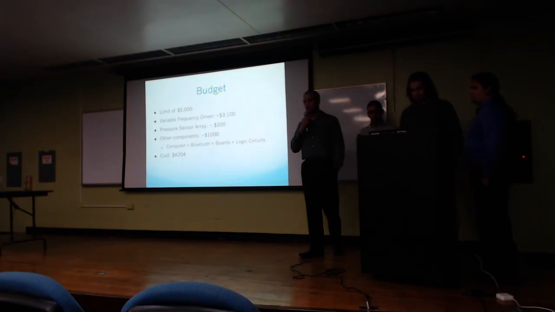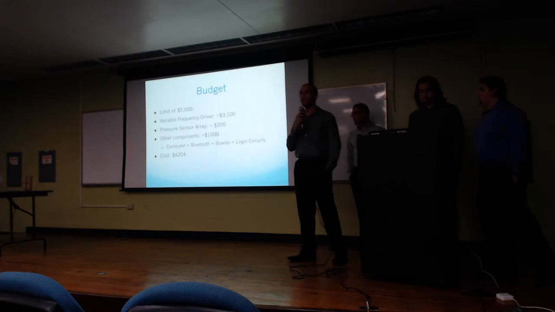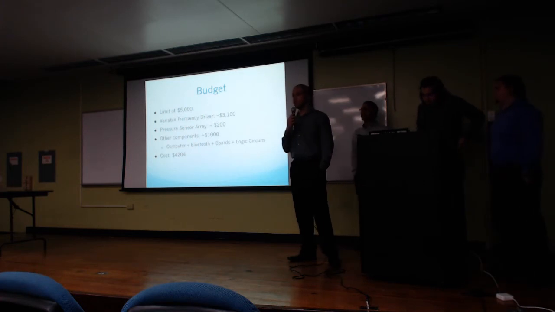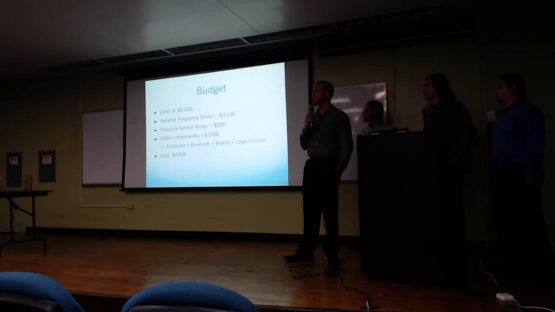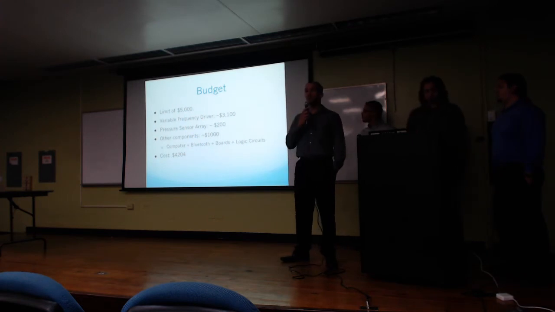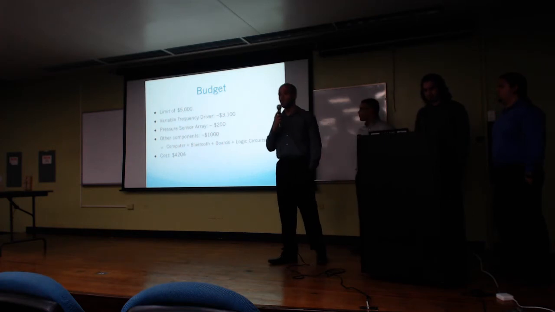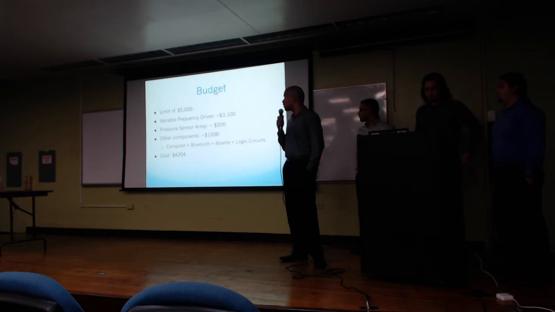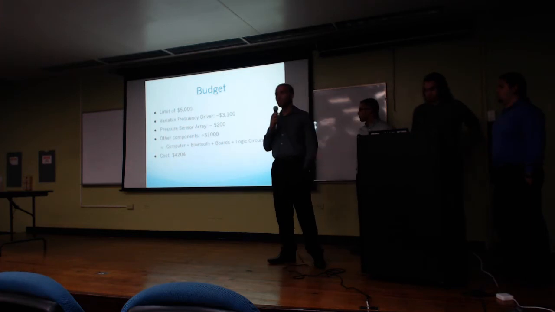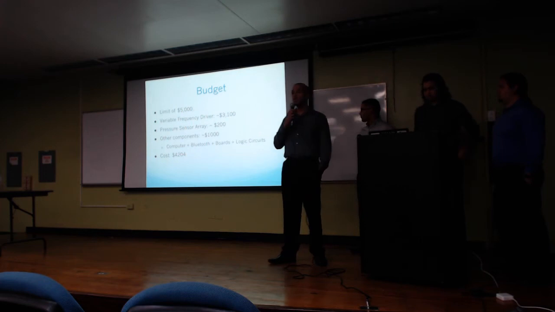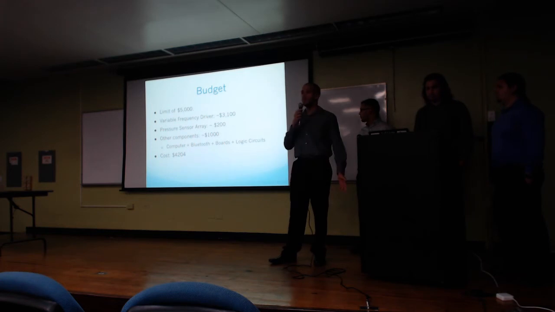So I will be talking about the budget assigned to the project. The project was funded by the Civil Engineering Department with a limit of $5,000 assigned to the project. The components we use: the variable frequency driver costs around $3,100. The pressure sensor array costs us around $200 for all 16 components. The other components, which includes computer use in the facility, the Bluetooth model, and the logic circuits used to build the system, cost around $1,000, for a total of $4,200 of cost of the system.